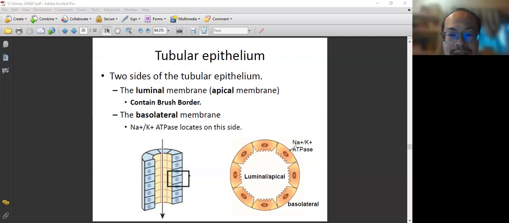You need to know that this sodium potassium pump is located on the basolateral side, so we can pump potassium in while pumping sodium out. When we pump sodium out, we don't lose it. We store it. We still keep it in our interstitial space, keep it in our body. So you need to know that. So here is the sodium potassium ATPase. They are located in the basolateral side.